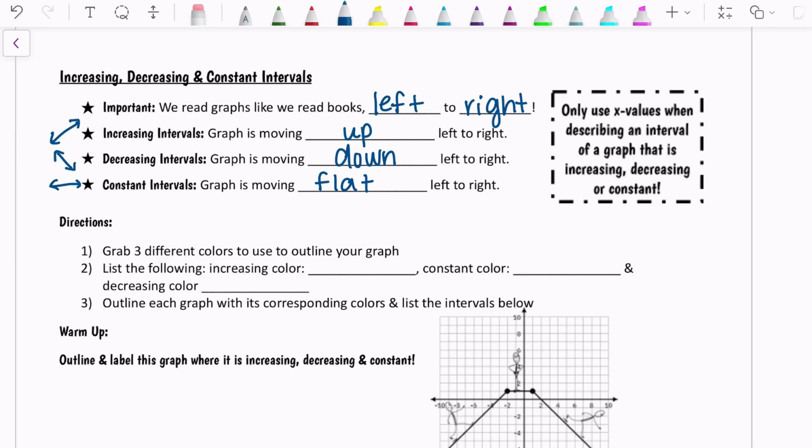One helpful way to do this is to use different colors, so highlighters or markers or something. So I'm just going to outline mine in different colors. I'm going to use highlighters. So I'm going to have yellow for increasing. I'm going to use green for constant, and I'm going to use pink for decreasing.